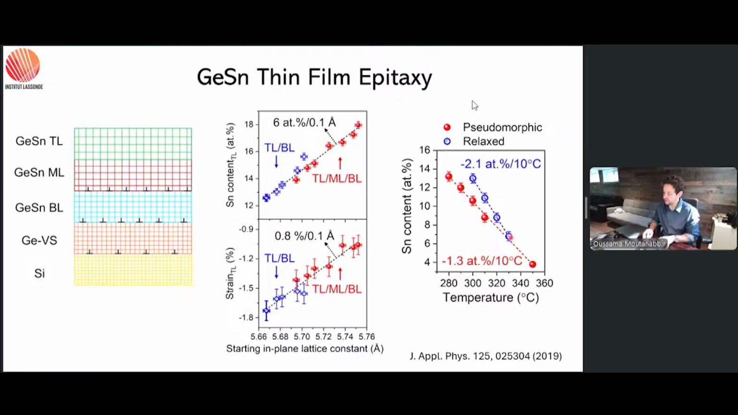If you start with a relaxed buffer, meaning a relaxed structure, you may incorporate much higher quantities of tin for each 10 degrees of decrease in temperature. This is the same recipe that we are using for all kinds of devices. And here I show you how we can achieve this optically active whole spin quantum well.